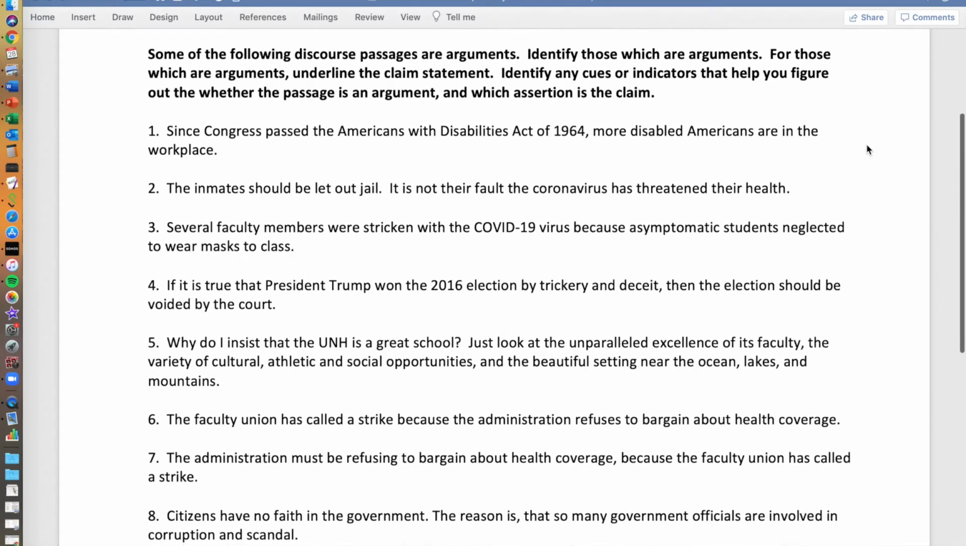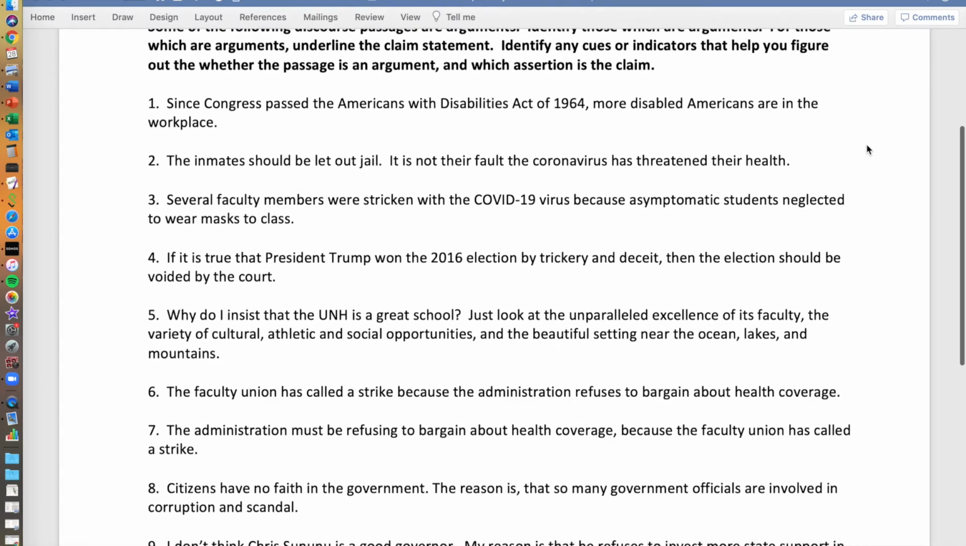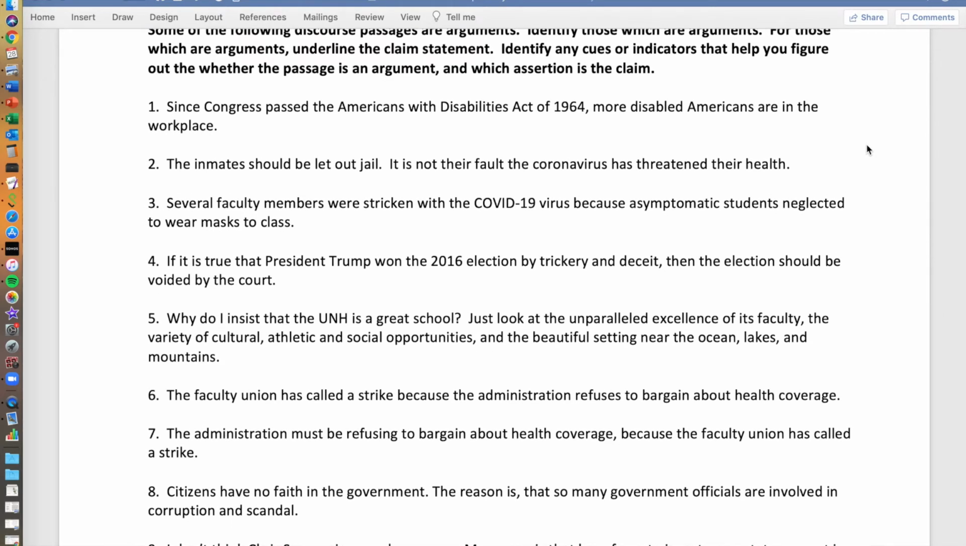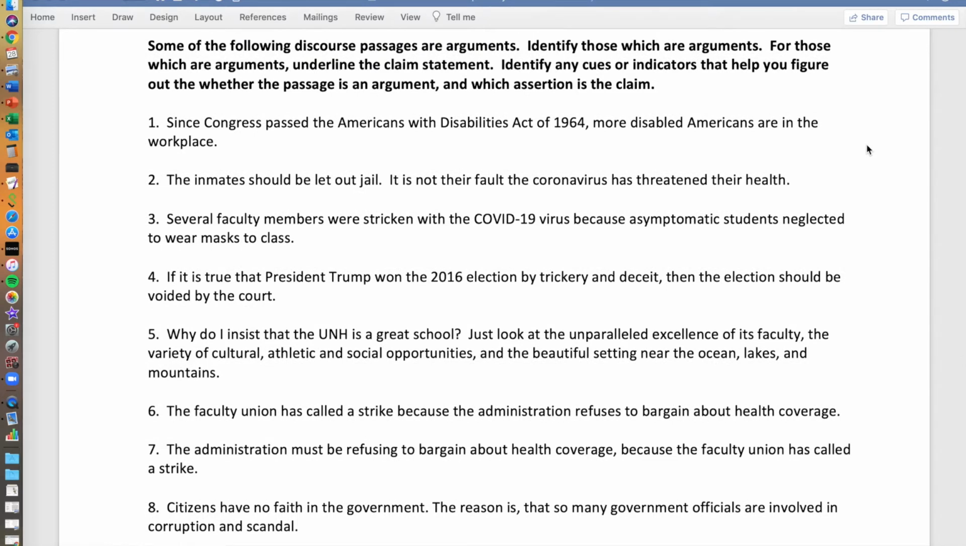the claim. So number 1 says, since Congress passed the Americans with Disabilities Act of 1964, more disabled Americans are in the workplace. So the question is, is this an argument? And if it is, which of the assertions here is the claim? One clue to look at is this word since. We have since over here. And since can sometimes function as an argument indicator.